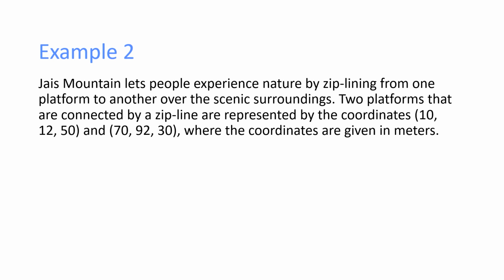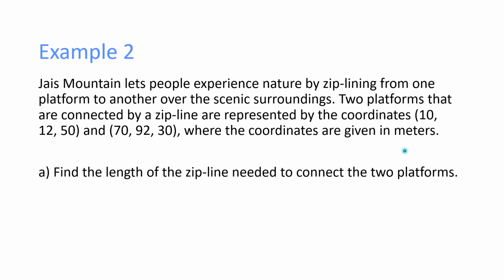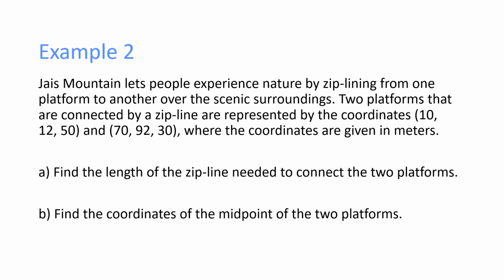Example number 2. Jace Mountain lets people experience nature by ziplining from one platform to another over the scenic surroundings. Two platforms that are connected by a zip line are represented by the coordinates (10, 12, 50) and (70, 92, 30), where the coordinates are given in meters. Part A. Find the length of the zip line needed to connect the two platforms, and part B. Find the coordinates of the midpoint of the two platforms.